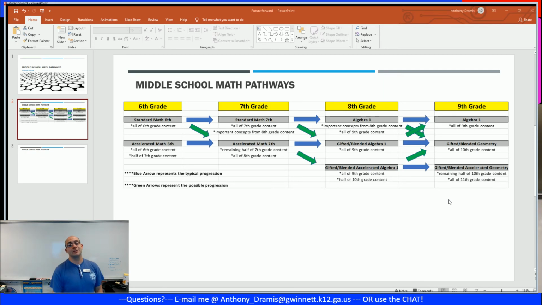Because we're sending them to a non-traditional high school as the standard, as the default, we've got to make a couple of different moves here to ensure that your child is going to be successful at that level. So this is the beginning of that conversation from 7th to 8th. So let's take a look at that.